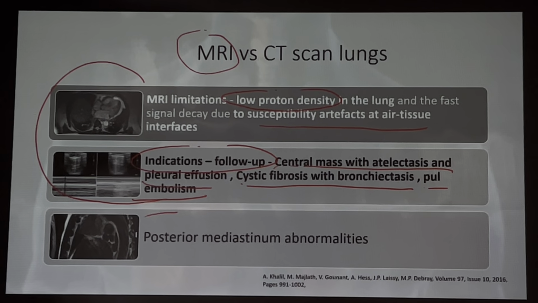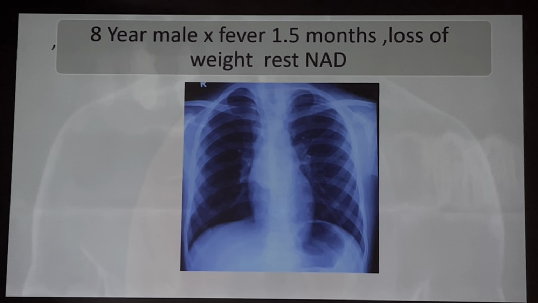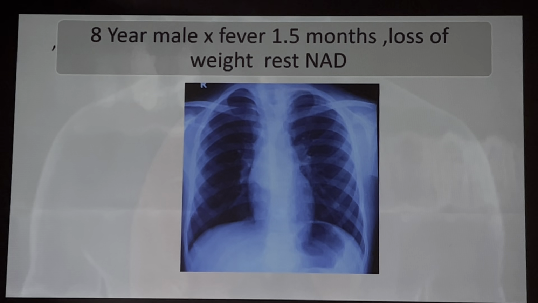But whenever you find some abnormality in the posterior mediastinum, which is probably involving some part of the lung also, the mediastinum and the spine, MRI is a choice rather than for the anterior and the middle mediastinum.